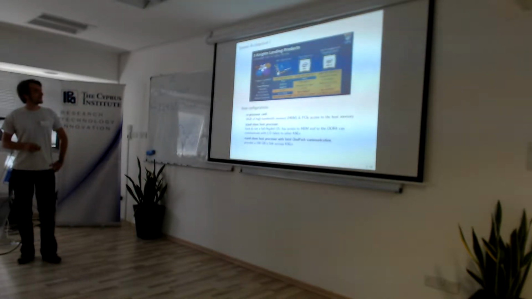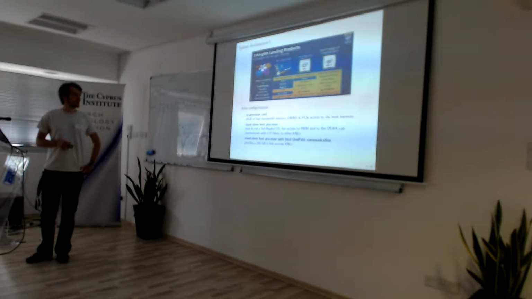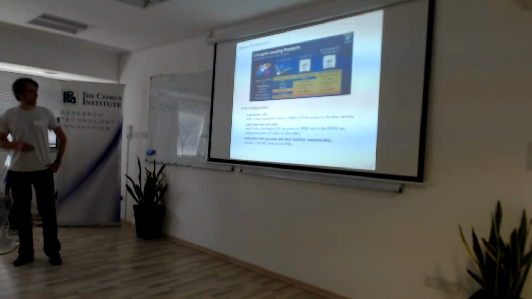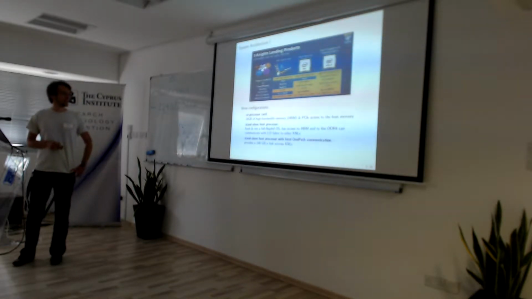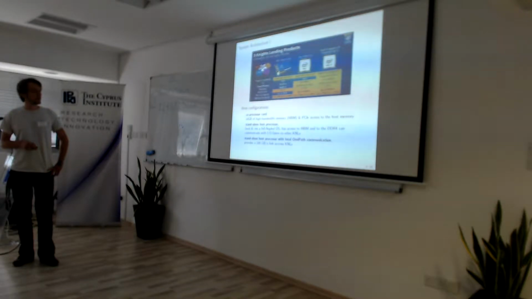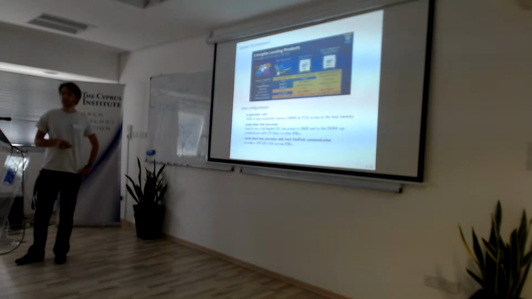These KNLs come in three different configurations, so you can buy them in three different configurations. The first one is just a coprocessor card, which comes with 16 GB of high bandwidth memory and PCIe access to the host memory. Then the more interesting one is the second, a standalone host processor, where you can run an operating system, which means you also have this high bandwidth memory, and additionally you have access to the DDR4 memory. And you can communicate with other KNLs.